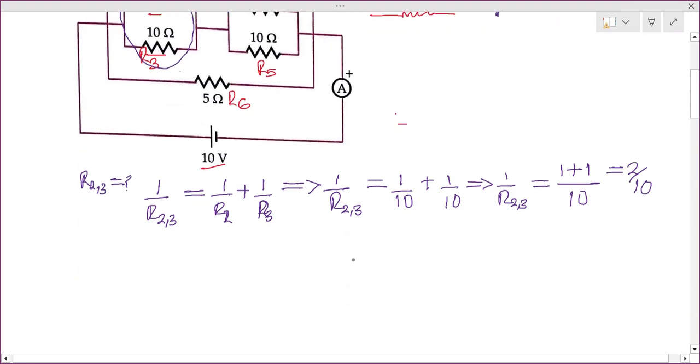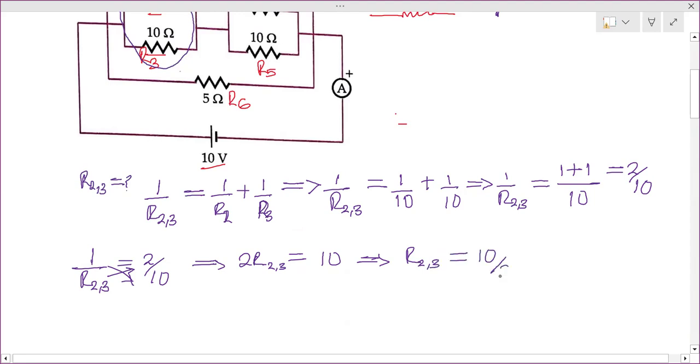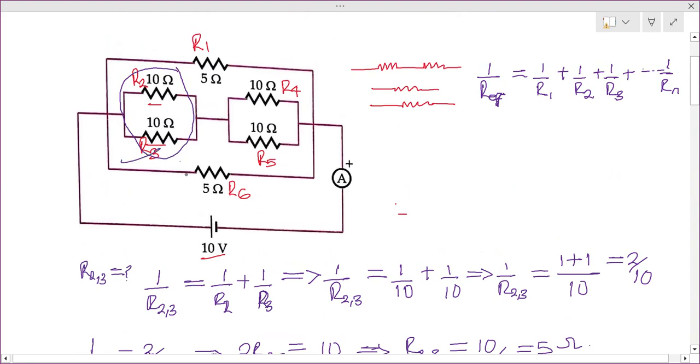So if I have 2 over 10, it means 1 over R2,3 is equal to 2 over 10. You can take the reciprocal or just cross multiply, isn't it? So this implies we have 2 R2,3 equal to 1 times 10, which gives us 10. So which implies our R2,3 is equal to 10 divided by 2, which is 5 ohms. So I've gotten the value for these two resistors.